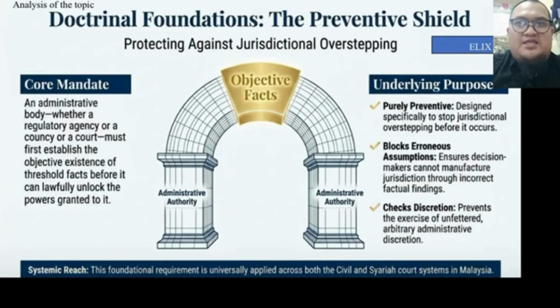In Malaysia, this principle operates within the judicial review framework under Order 53 of the Rules of Court 2012. So in simple terms, the jurisdictional fact doctrine acts as a legal protection against an authority going beyond the limit of its statutory power.